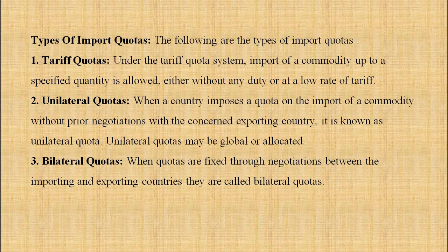Second, unilateral quotas. When a country imposes a quota on the import of a commodity without prior negotiations with the concerned exporting country, it is known as a unilateral quota. Unilateral quotas may be global or allocated. Next, bilateral quotas. When the quotas are fixed through negotiations between importing and exporting countries, they are called bilateral quotas.